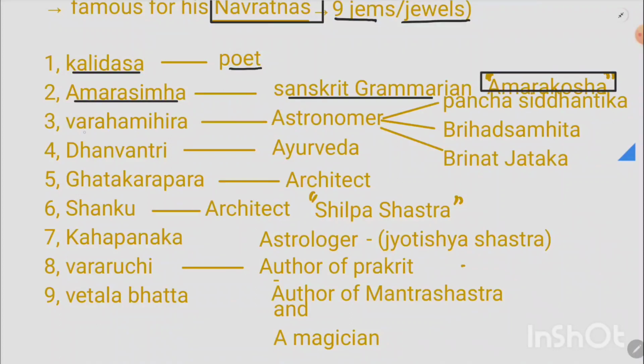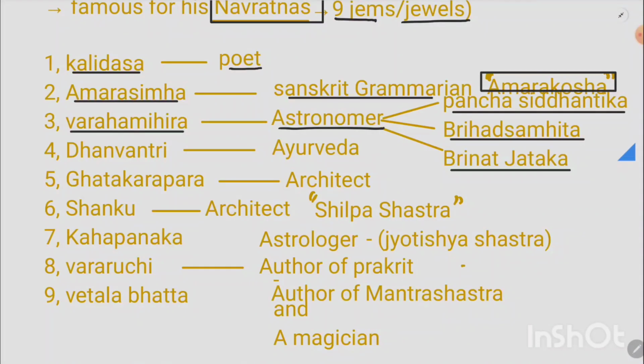The third famous personality he held in his court was Varahamihira. Varahamihira was an astronomer, and he is famous for his 3 books. First is Pancha Siddhantika. Second is Brihat Samhita, and the third is Brihat Jataka. These are the 3 important books that this astronomer Varahamihira has written. Another important character was Dhanvantari. This is very important and easy. He is generally regarded as the father of Ayurveda.